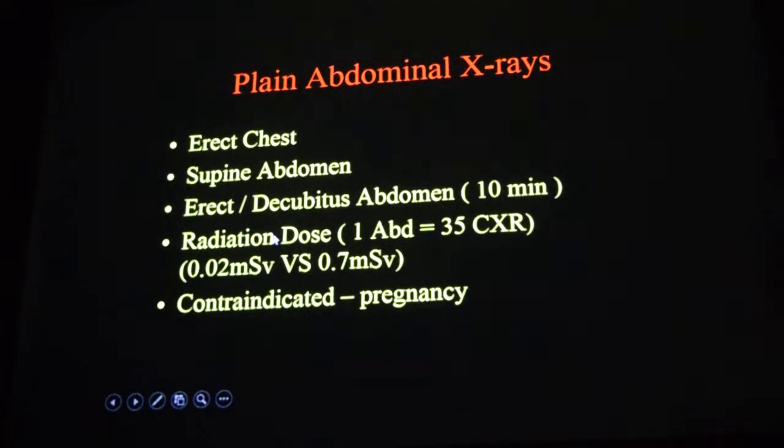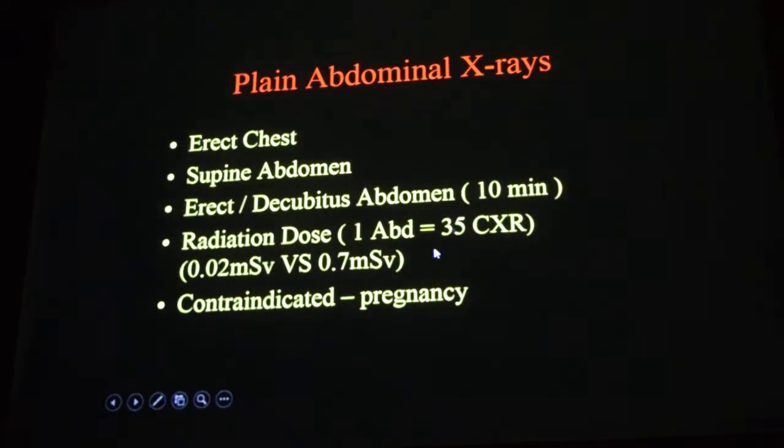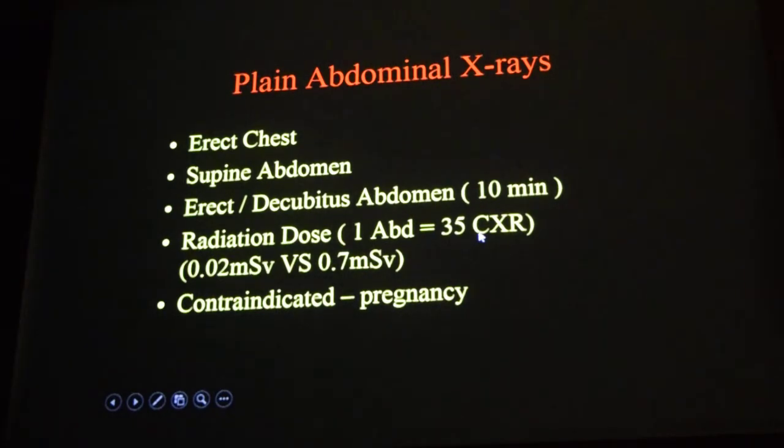Lying on one side. Like if I say left decubitus, it means the left side is down and the right side is up. Okay? So if someone says right decubitus, it means the right side is down and the left side is up. Okay? Now the question comes about radiation dose. If you look at this, one abdominal X-ray is equal to 35 chest X-rays. So you can imagine how much the radiation dose is. 35 times the radiation dose when you're doing an abdominal X-ray.